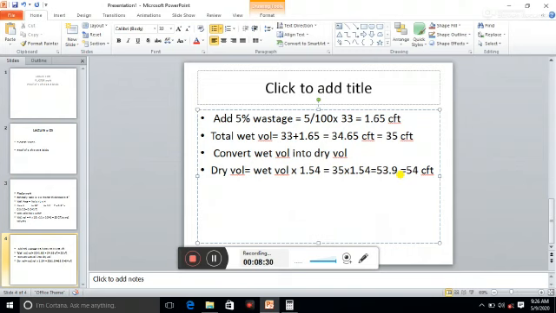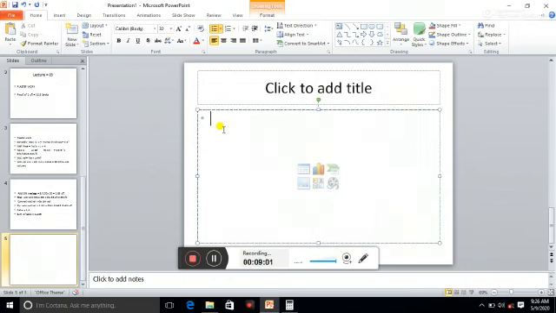So now we have the ratio 1 to 4. So the sum of ratio is equal to 1 plus 4 is equal to 5. So now we will find the cement quantity.